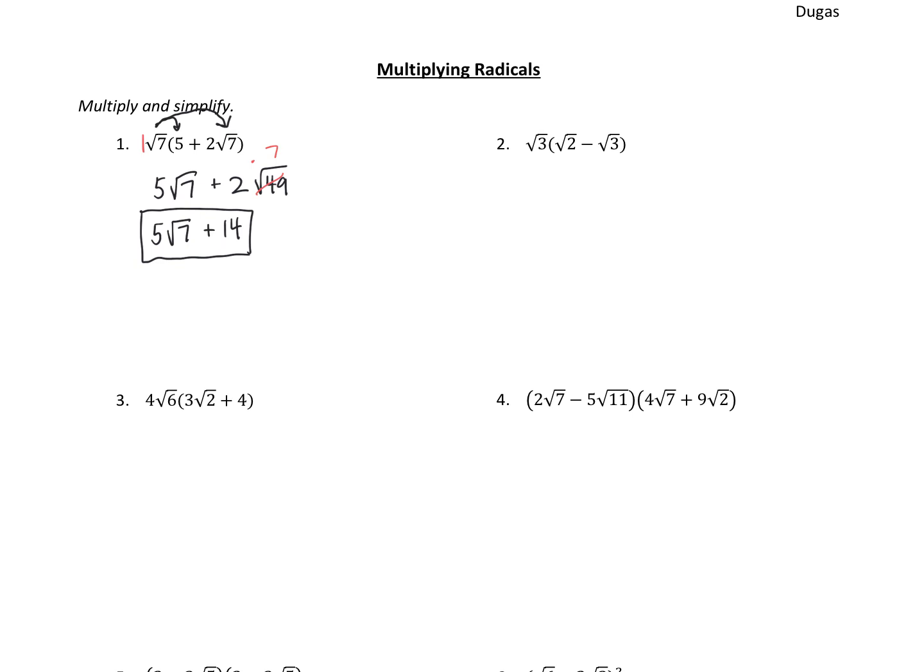Number 2, square root of 3 times the square root of 2. Those are both under the radical, so you multiply those together to get the square root of 6. And then the square root of 3 times the square root of 3 is the square root of 9. 6 will not simplify. If you make a factor tree for it, you'll see that you just get 2 times 3, and there are no pairs. 9 will though. The square root of 9 is 3. So we have the square root of 6 minus 3.